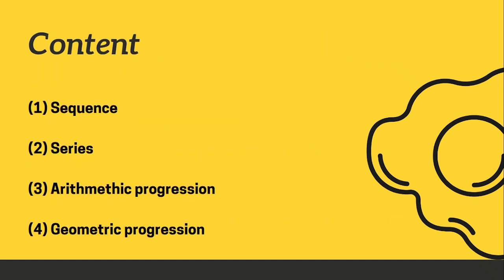So in terms of content, there are several parts. The first part will mainly be sequence and series, and then the other part, which you'll be mostly tested on, is arithmetic progression, AP, and geometric progression, GP.